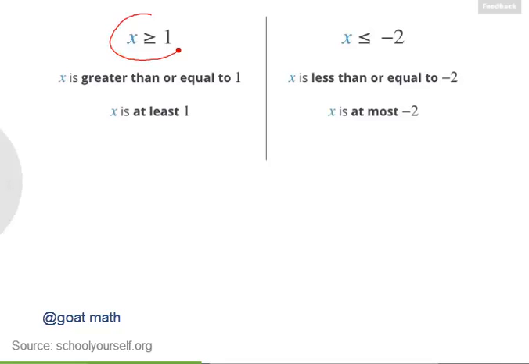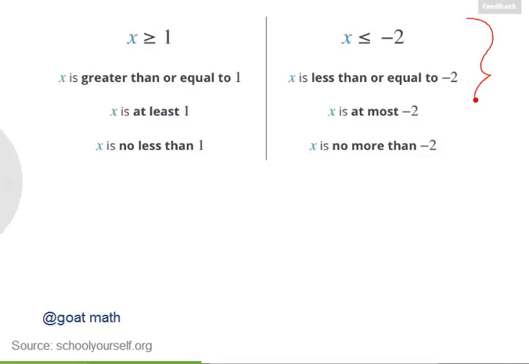And finally, this can also be read x is no less than 1. So if x is not less than 1, it could be greater than 1 or equal to 1. Similarly, you can read this as saying x is no more than -2. So there are a few different ways to say the same thing.